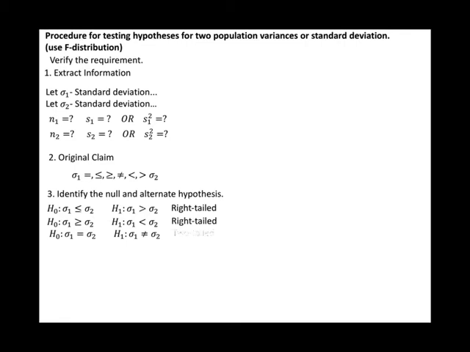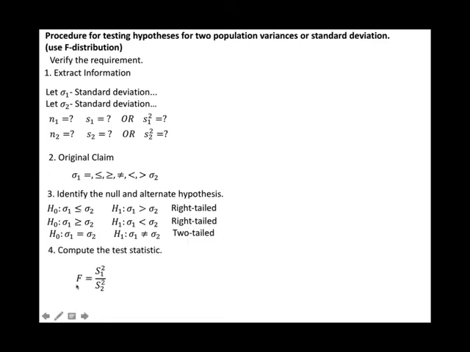And keep in mind for these sessions, when you're using the F distribution, we don't have the left tail test. It's always right tail or two tail. Even though you have a less than, you're still using the right tail. Only right tail or two tail.